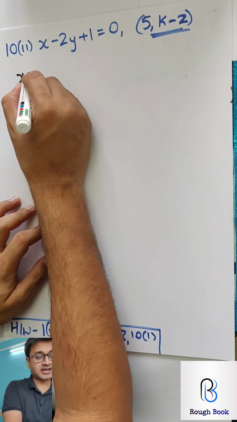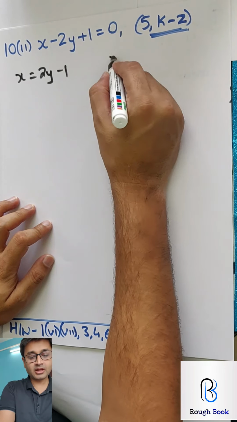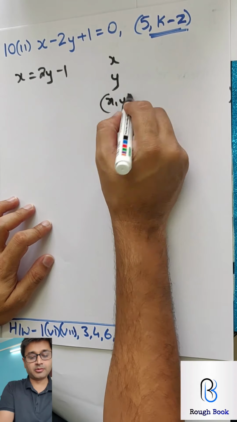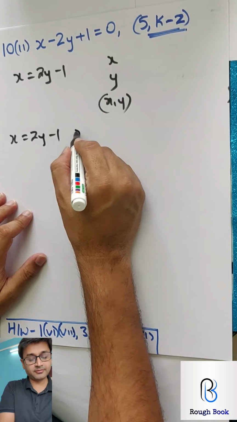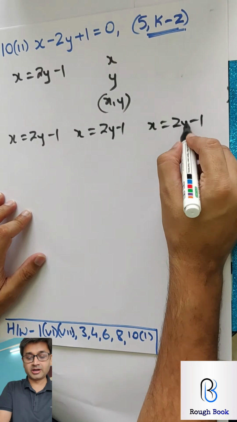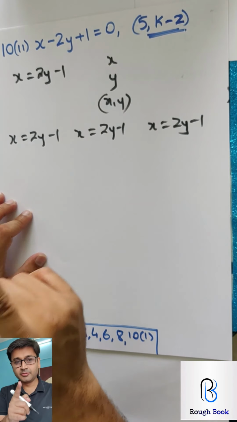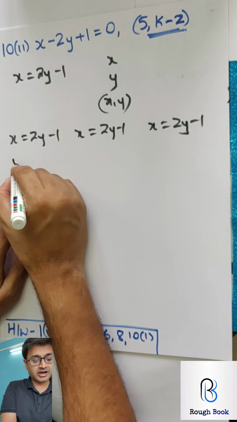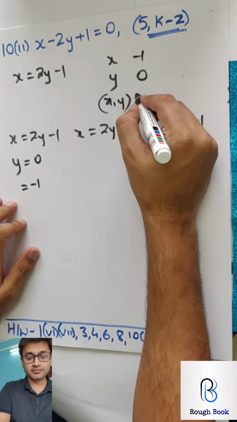So I am taking x as my subject, 2y minus 1. Yeah, x, y, x comma y. So I am substituting the values over here 3 times. I am 100% sure no one is listening to what I am saying, because you'll have paused the video. If you heard, means you'll have cheaters. So y is equal to 0. So y is 0, x becomes minus 1.